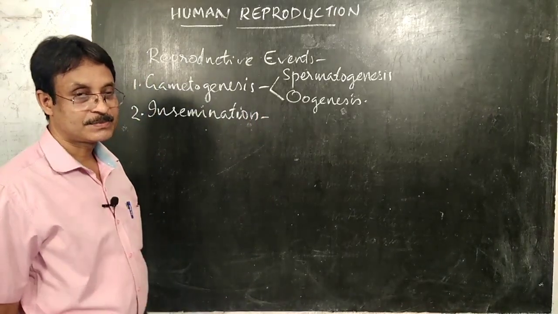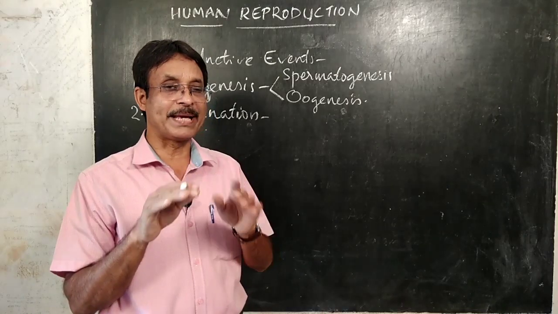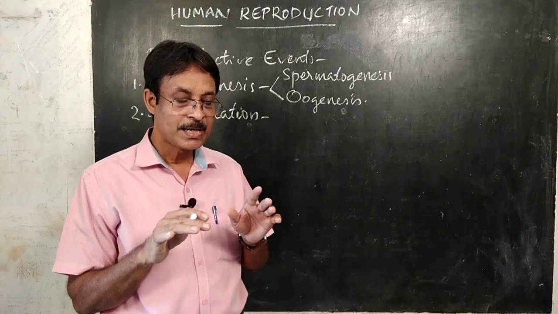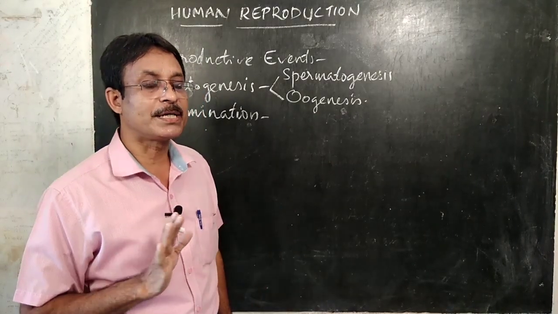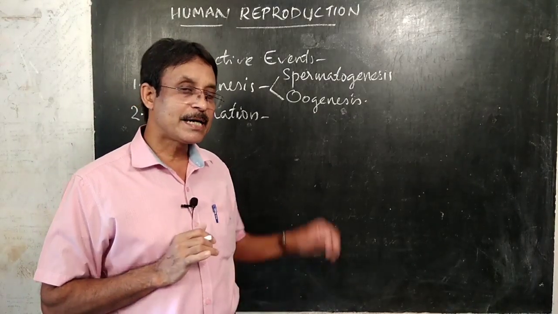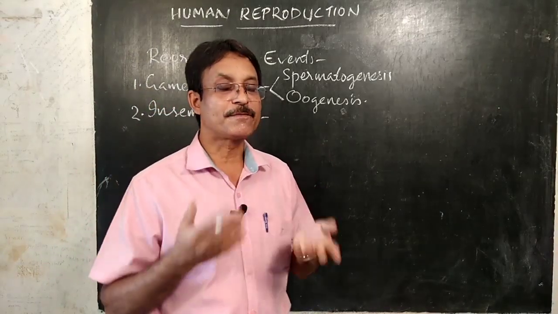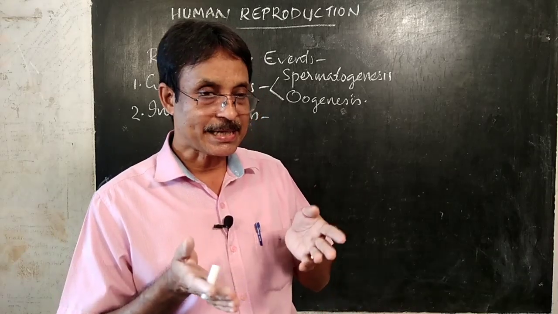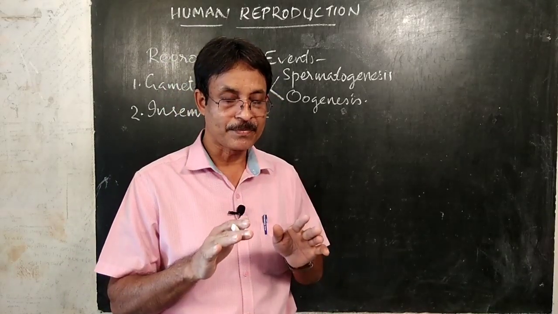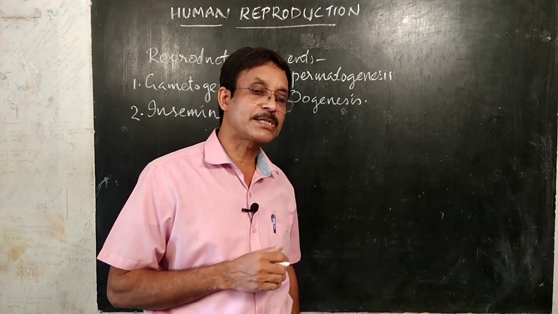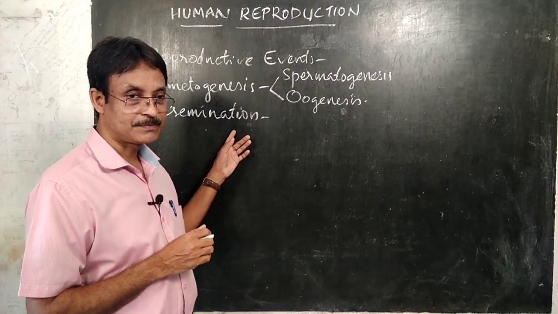Insemination, that is, sperms are produced in males in the testes and it is coming out along with a liquid, and that liquid is called semen. That semen is transferred into the body of female, and this transfer of sperm containing semen into the genital tract of female is called insemination.